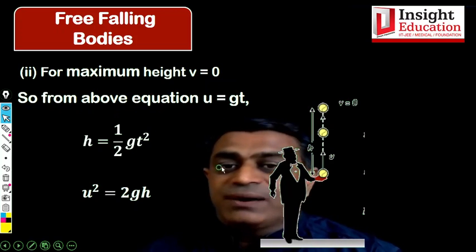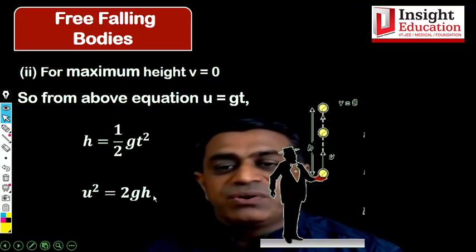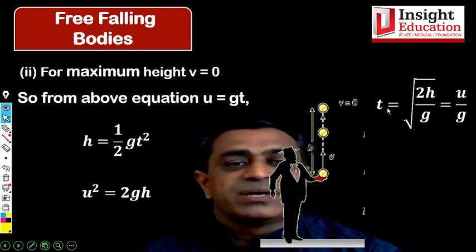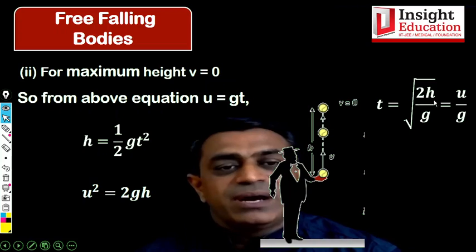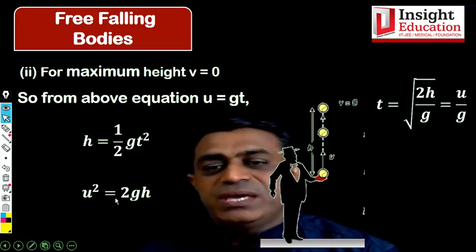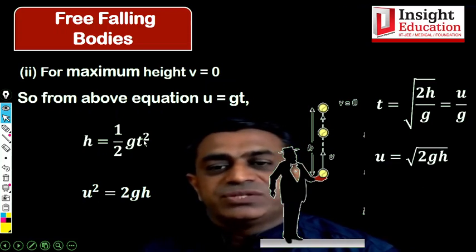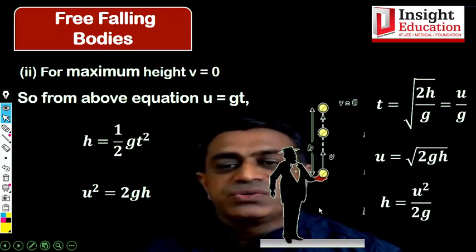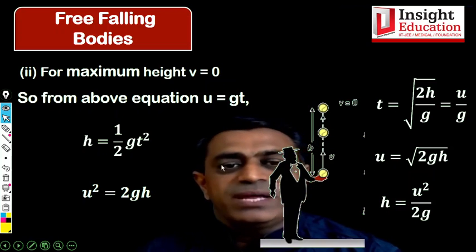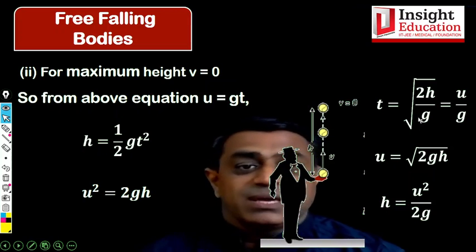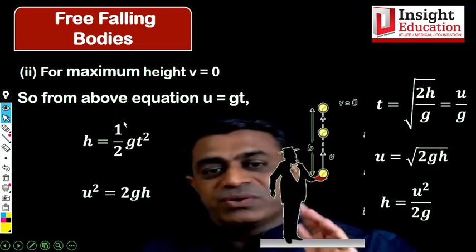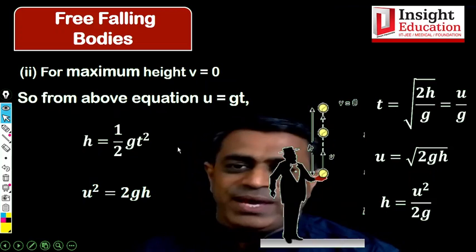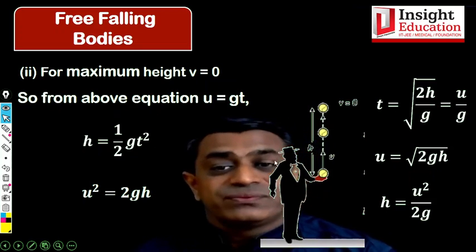h is equal to 1 half gt square, and v square is equal to 2gh. So from all these equations we can find out shortcuts. t is equal to u by g, or under root 2h by g; v is equal to under root 2gh; and h is equal to u square by 2g. Again you can recall or remember these equations. Shortcuts are important because directly or quickly we can solve the example. Now again graph.